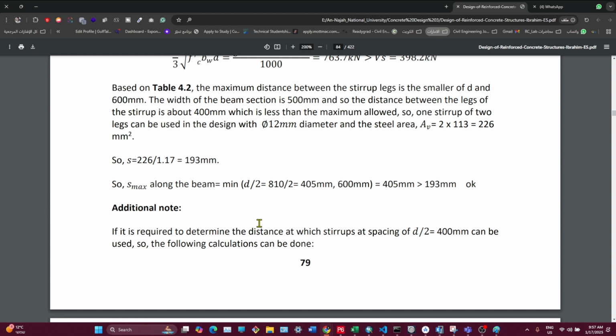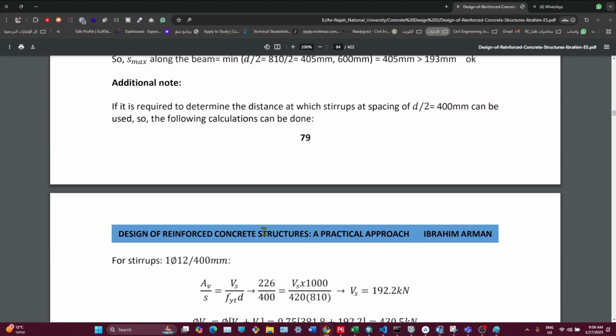Here we have an additional note. If it is required to determine the distance at which stirrups at the spacing of d over 2 can be used, use the following calculation. We need to estimate the required distance at which stirrups at spacing d over 2, which here is equal to 40 centimeters, can be used. We can do these following equations.